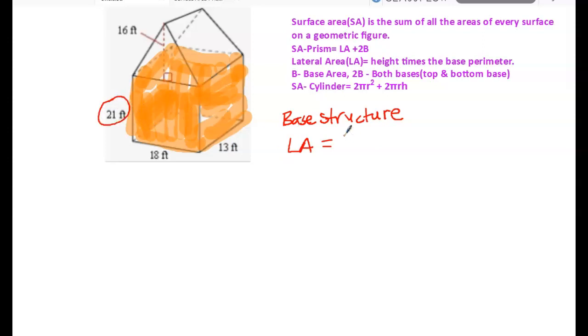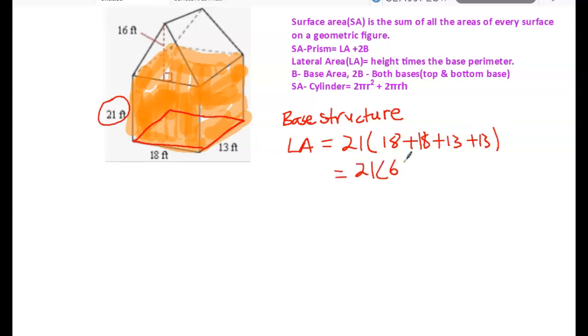And now we are looking for the lateral, which is the height. We need the height. The height is 21. And then the perimeter of the base. So that gives us 18. Back here is also 18. 13 plus 13 gives us 62. And we multiply and we get 1,003 feet squared. Now we need the area of this bottom here.